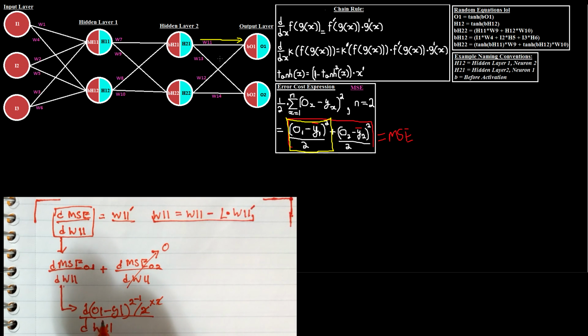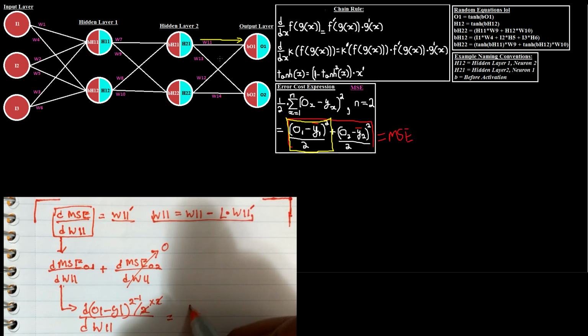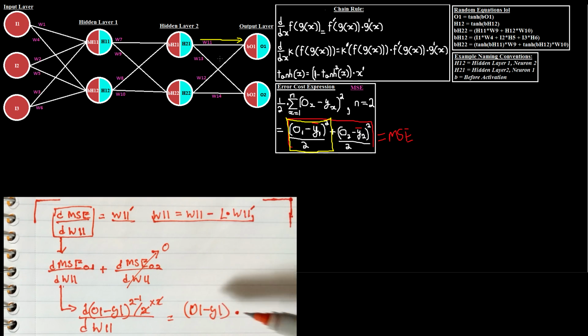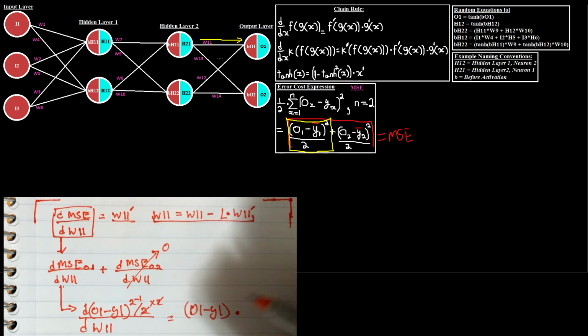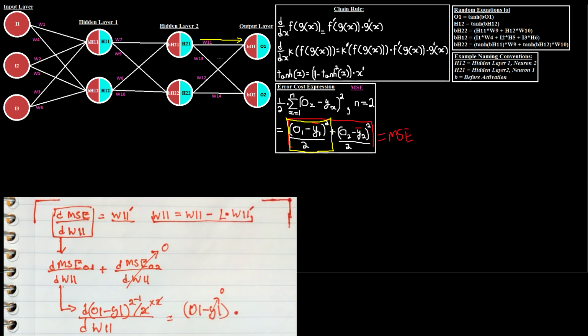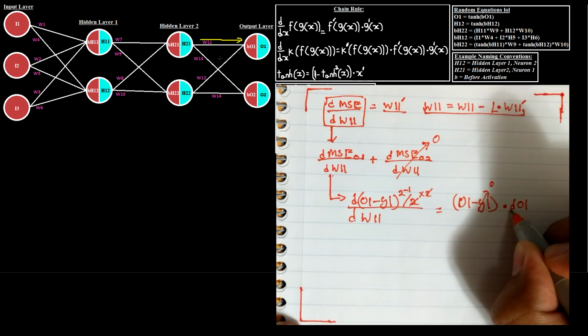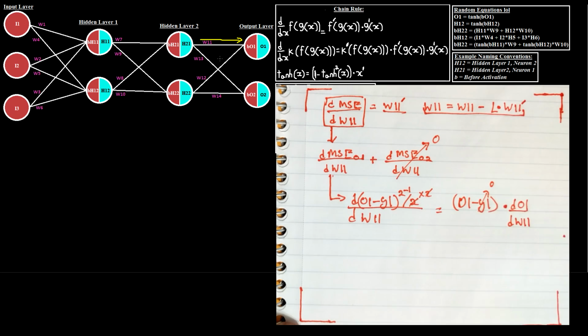So the derivative of (O1 minus Y1) squared divided by 2 with respect to weight 11 is essentially just O1 minus Y1 multiplied by the derivative of the inside. Y1 here is just a constant, so the derivative of the inside would obviously be the derivative of O1 minus the derivative of Y1 with respect to W11. But since Y1 is just a constant, the derivative of that immediately goes to 0. So essentially what we're left with is the derivative of O1 with respect to W11.